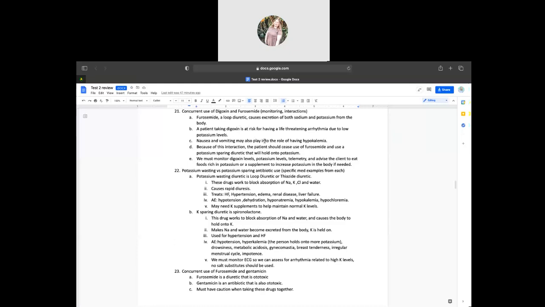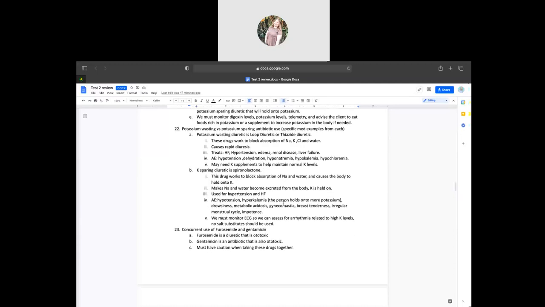Because of the interaction, the patient should cease use of the furosemide and use a potassium-sparing diuretic, such as spironolactone, in its place, that will hold on to potassium levels and keep that potassium in the body. We have to also monitor our digoxin levels. Remember, therapeutic digoxin level is 0.5 to 2.0. We need to make sure we monitor potassium levels. Remember, potassium is 3.5 to 5. Telemetry, to watch for our EKG changes, and advise the client to eat foods rich in potassium or to use a supplement to increase potassium in the body if needed.